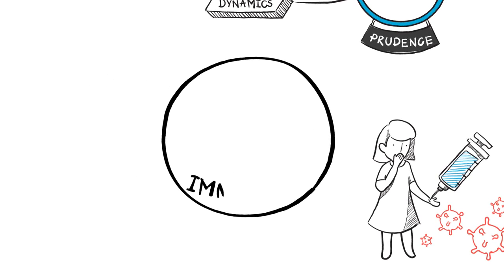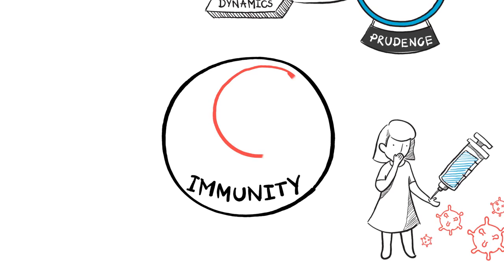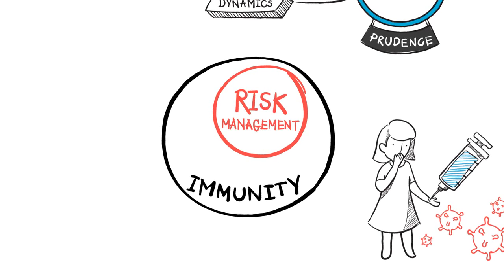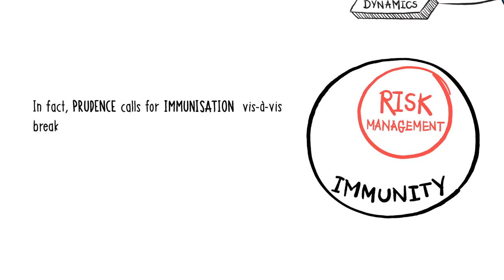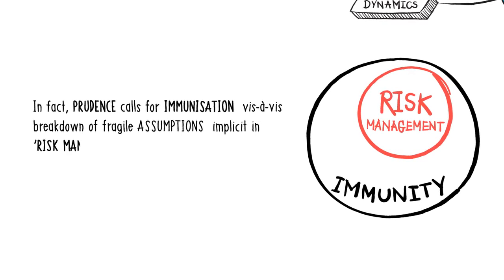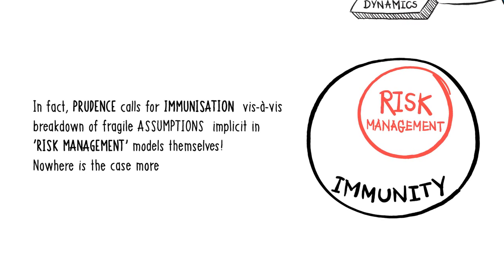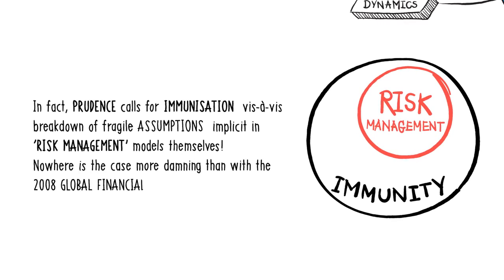Immunity building is related to, but more encompassing than, the principle that requires putting in place effective risk management regimes. In fact, prudence calls for immunization vis-a-vis the breakdown of fragile assumptions implicit in risk management models themselves.